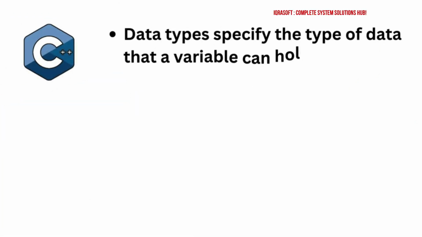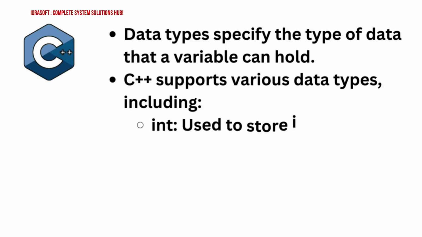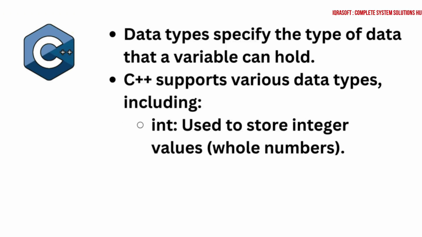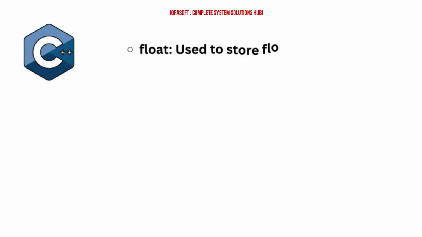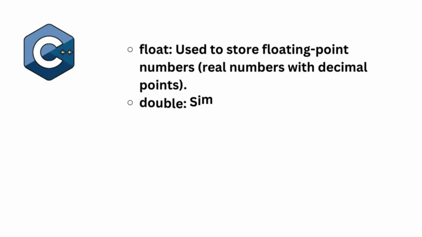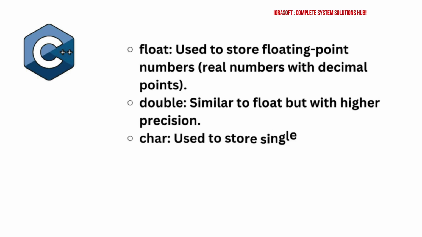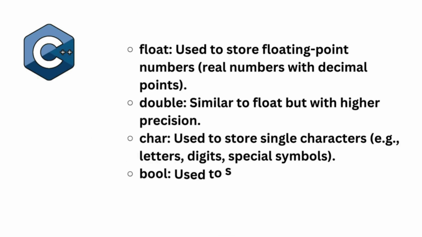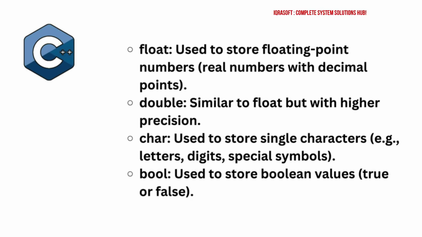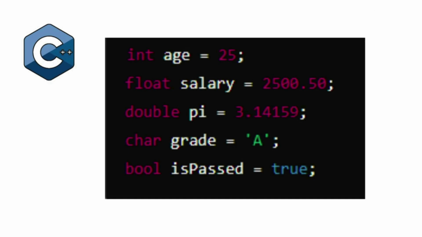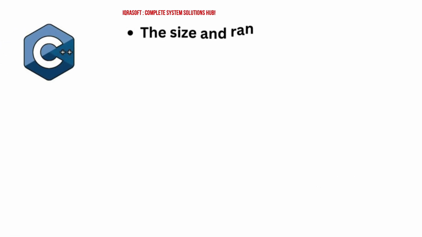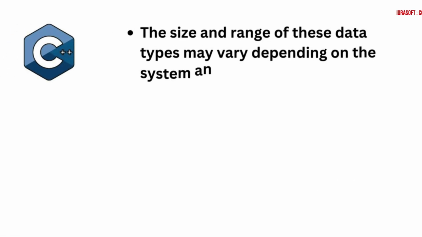Data types in C++. Data types specify the type of data that a variable can hold. C++ supports various data types, including int, used to store integer values, whole numbers; float, used to store floating point numbers, real numbers with decimal points; double, similar to float but with higher precision; char, used to store single characters, e.g., letters, digits, special symbols; bool, used to store Boolean values, true or false. Example, int age equals 25, float salary equals 2500.50, double pi equals 3.14159, char grade equals 'A', bool is_passed equals true. The size and range of these data types may vary depending on the system and compiler being used.